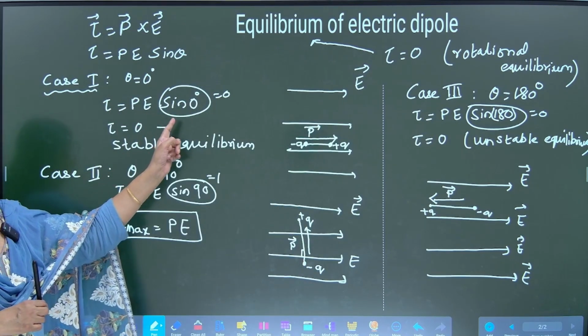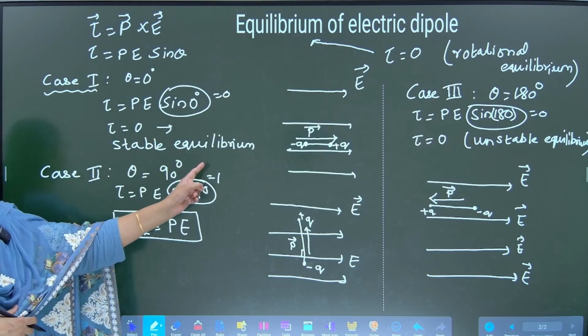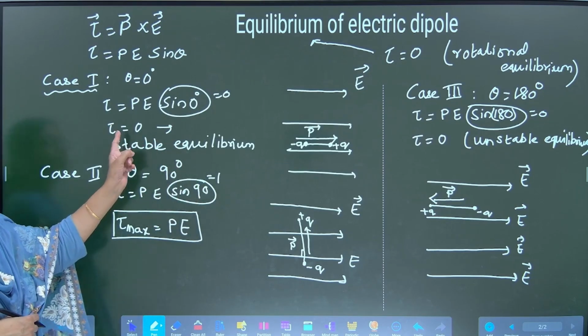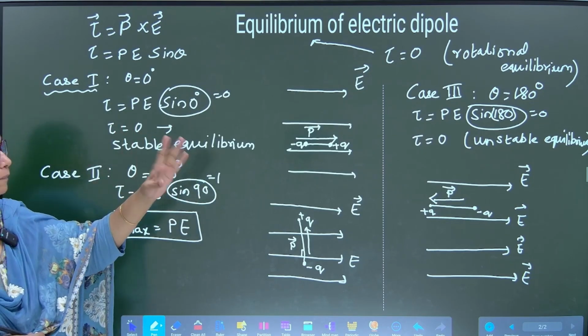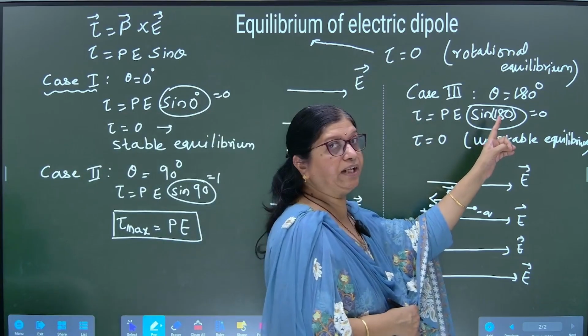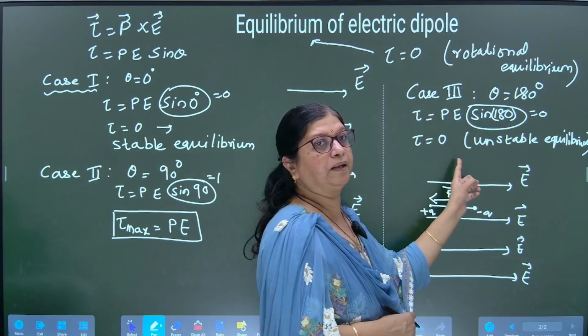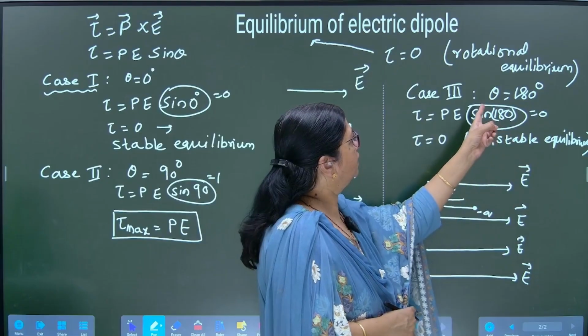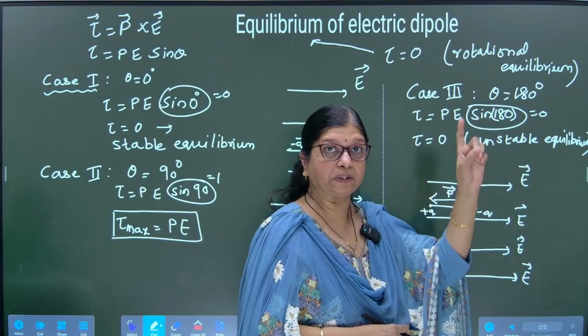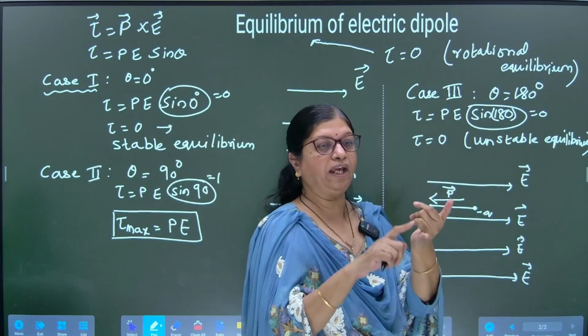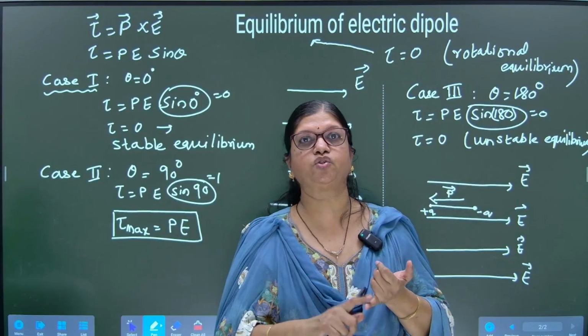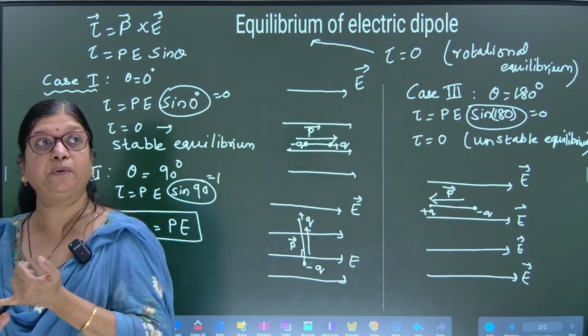Case 1, theta is equal to 0. Stable equilibrium, tau is equal to 0. You have to remember. Theta is equal to 180 degrees. Equilibrium but unstable. Theta is equal to 180 degrees. That has to be remembered. These are PYQs. When do you get an equilibrium? Tau is equal to 0. When do you get a stable equilibrium?